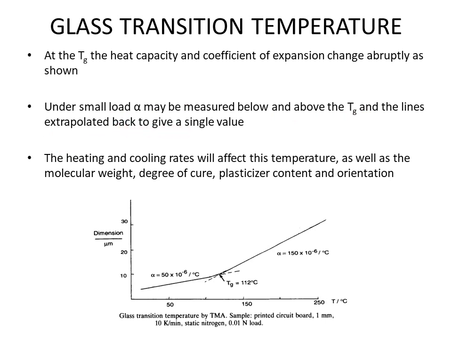So here is the TMA curve for glass transition temperature by TMA. We can see that with an increase in temperature, the dimension is going to increase, and this increase changes quite abruptly over here. If these two lines are extrapolated, this one towards the back side and this line towards the front side, both of these lines join at a single point, and that is actually the glass transition temperature.